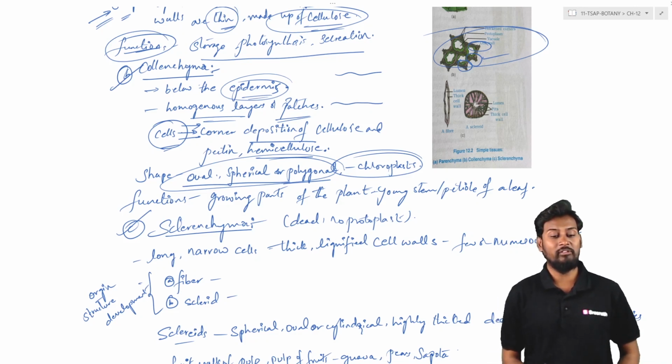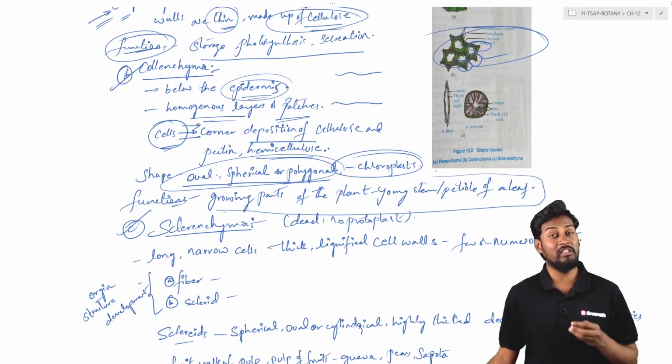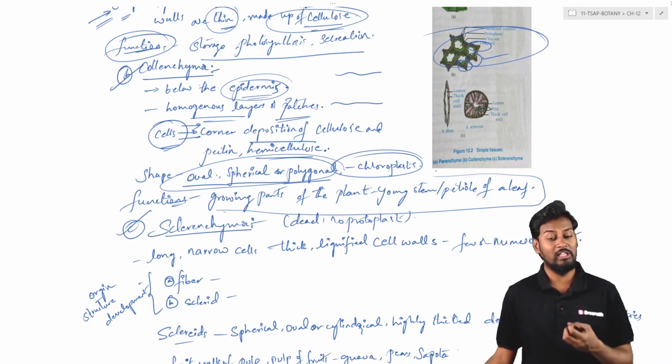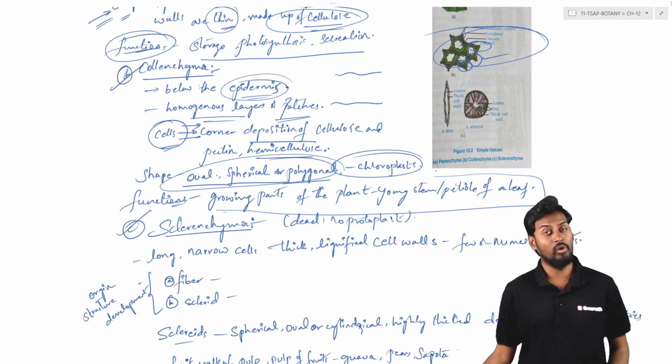Another point: if we look at the functions, they are generally present in most parts of the plant. They are generally present in the growing parts of the plant, especially the petioles of the leaf, where there is a mechanical requirement. So collenchyma is generally seen where mechanical support is required. For example, the petiole of the leaf or the young stems of the plant, which are growing and tender in nature, show the collenchyma.